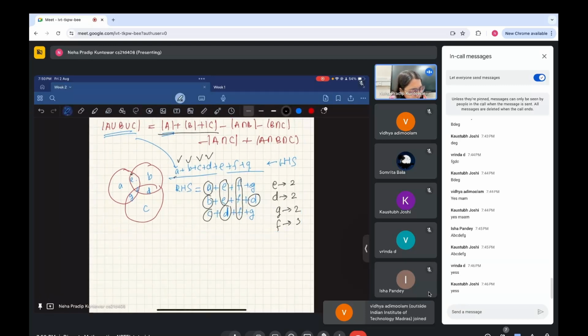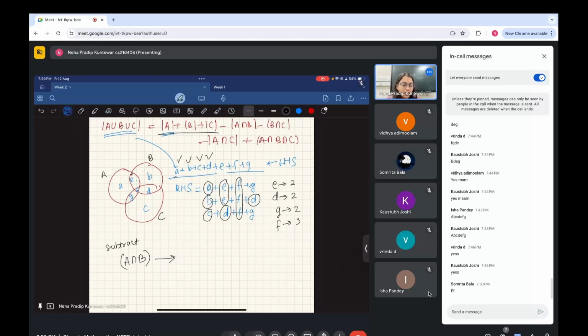Okay, so now what are the elements that we are subtracting? We are subtracting A intersection B. What are the elements in A intersection B? This is nothing but E plus F. Yeah, exactly. So what you get is E plus F.